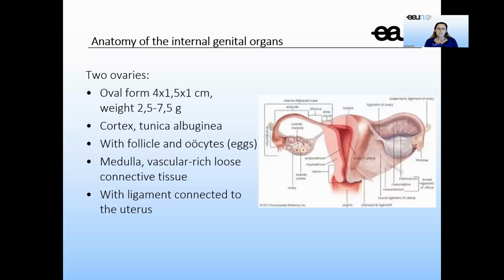Inside the ovaries, there are follicles with eggs inside, and a woman has all her eggs inside when she's developing in the uterus as a baby. So the eggs will grow and develop one by one during the fertile period. To hold the ovaries in place, they're connected with ligaments to the uterus. So that's this part.